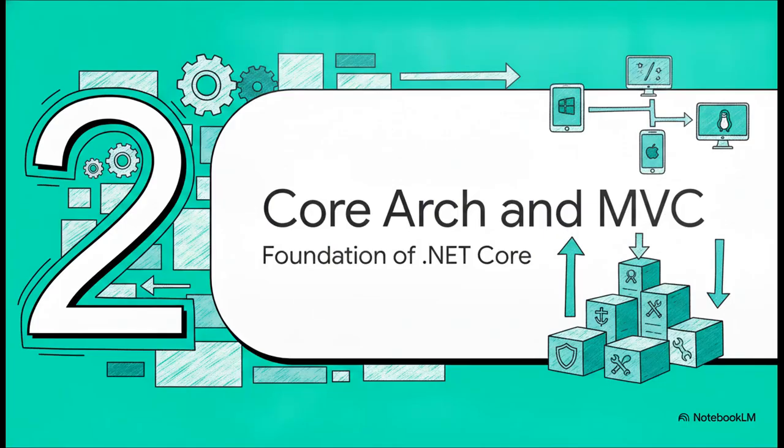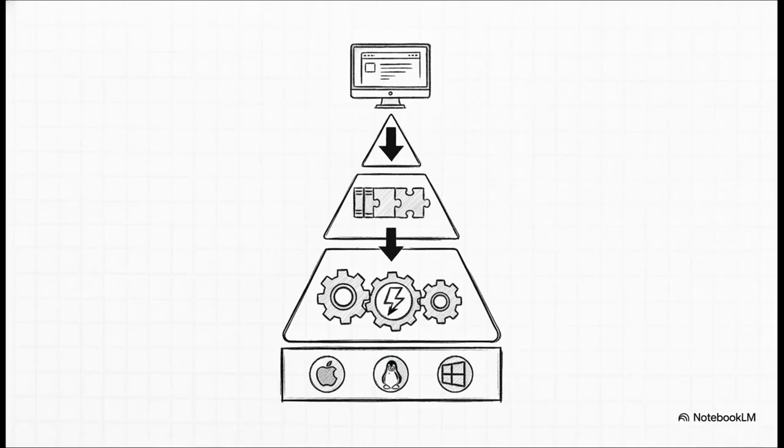Section 2, Core Architecture and MVC. Before we start typing out terminal commands, we need to quickly map out the 4 structural layers that actually make all this cross-platform magic work. At the very top, you've got the application layer. That's where your web apps or APIs live.